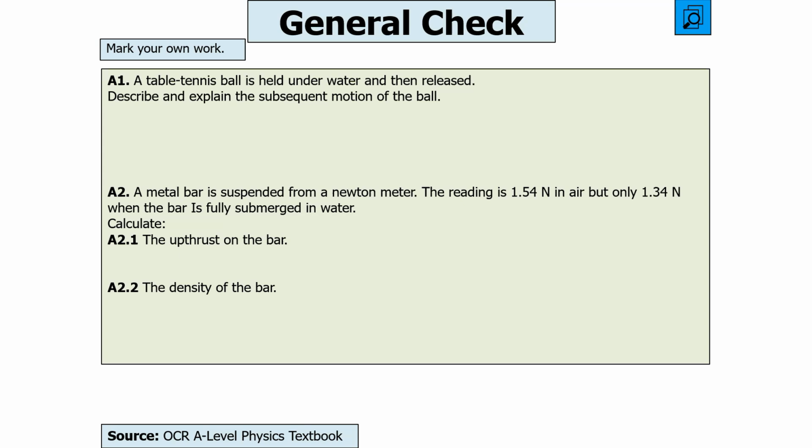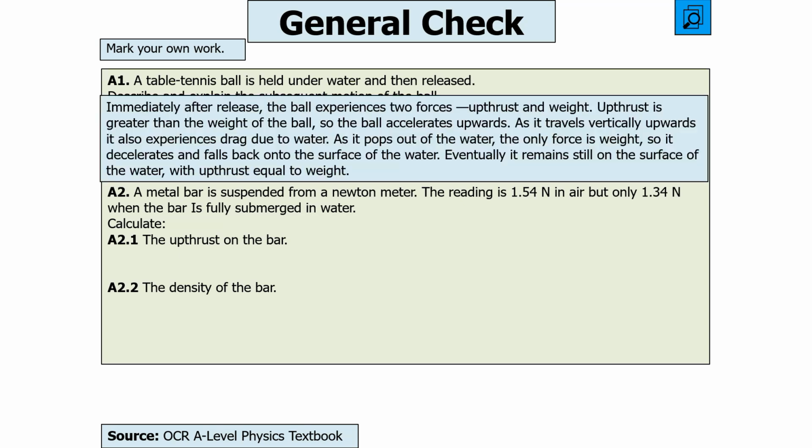Right, in this first question, what do we know? Immediately after the ball is released, the ball will experience two forces as it's underwater, upthrust and weight. Upthrust will be greater than the weight, so the ball will therefore accelerate upwards. As it travels vertically upwards, it'll also experience some drag due to moving upwards in the water. Now, as it pops out of the water, the only force remaining on it is weight, because upthrust will disappear as it's no longer in the water. So it'll decelerate due to the resultant force of weight and fall back to the surface of the water, and eventually remain still on the surface of the water, where the upthrust has now reappeared and it is now equal to weight.